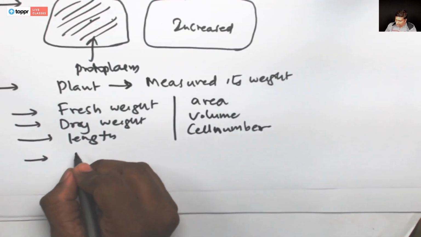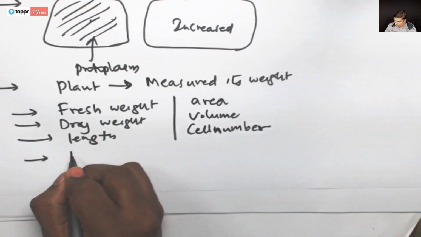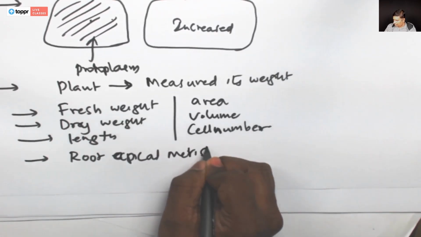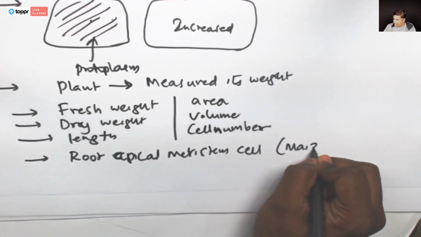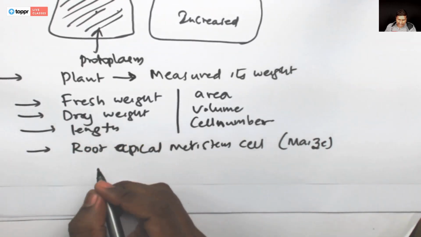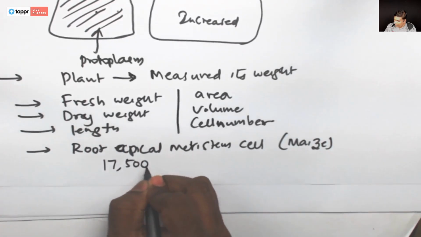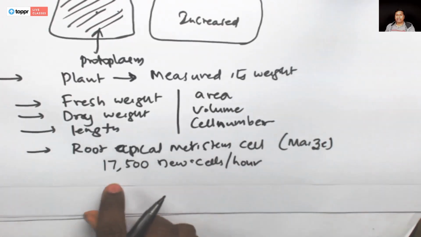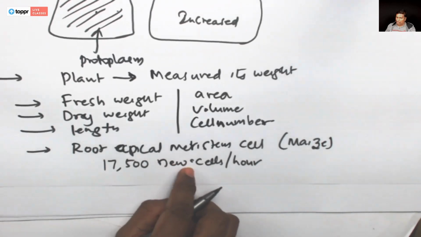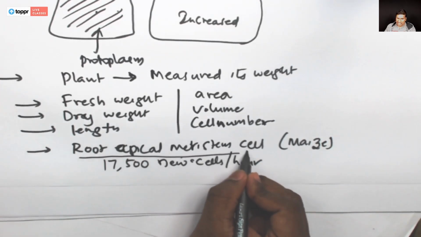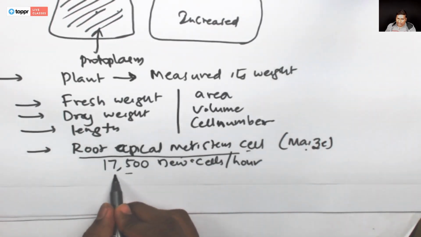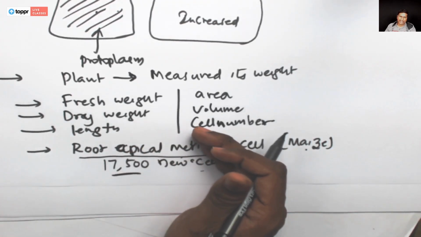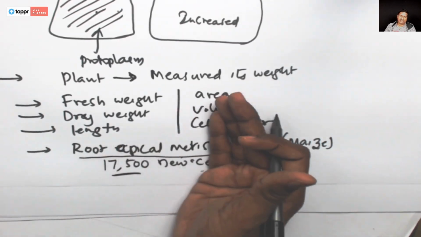if you take one root apical meristem of maize, if you take one cell of maize root apical meristem, it divides to give you 17,500 new cells per hour. So it divides so rapidly. So here the growth, if you have to talk about the growth of this particular root apical meristem cell present in the maize, we can talk in terms of the number of cells it is actually producing per hour. It's the increase in the number of cells that we are referring to as growth.